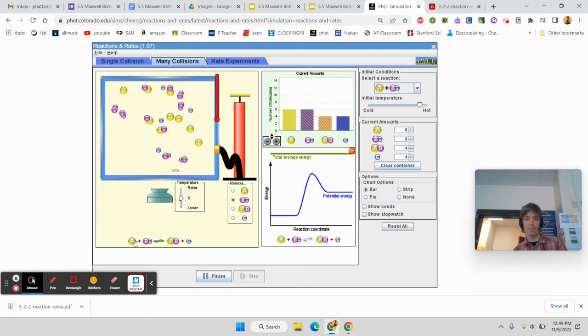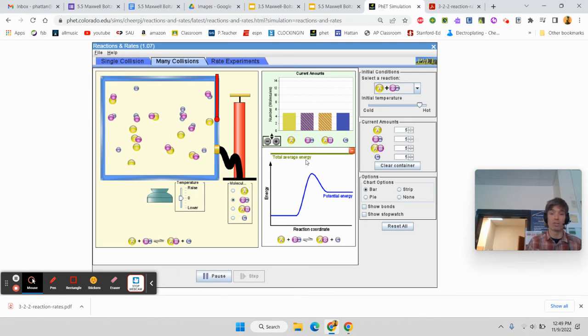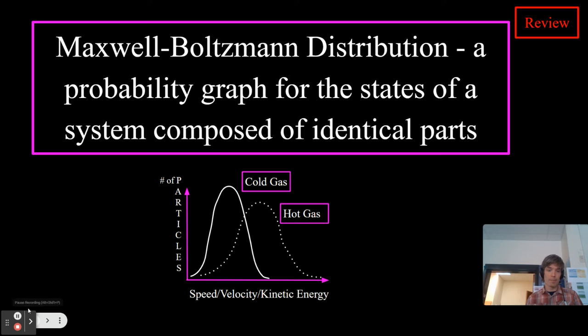I'm going to pause the video. All right. So I've raised the temperature. And now you can see that the total average, they have a lot more than the needed activation energy. And now I have basically allowed some products to be made because I've given the particles enough energy to make the product and overcome the activation energy threshold. Now that we've seen that in the PhET, the higher the temperature, the more the reaction can occur.